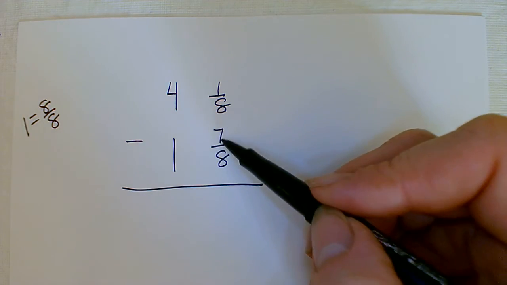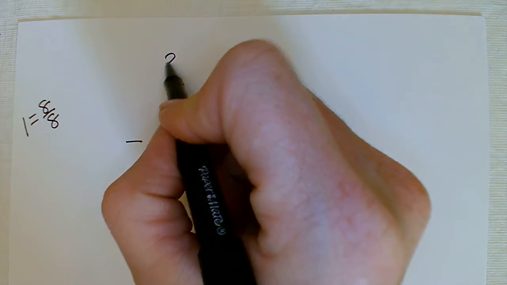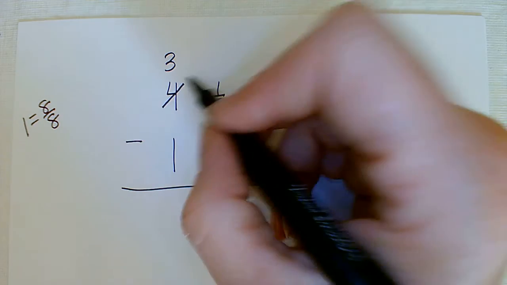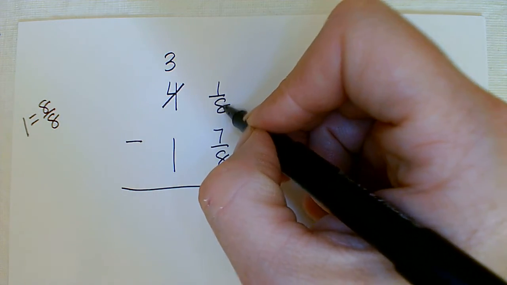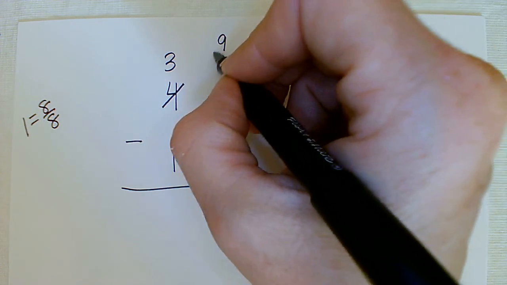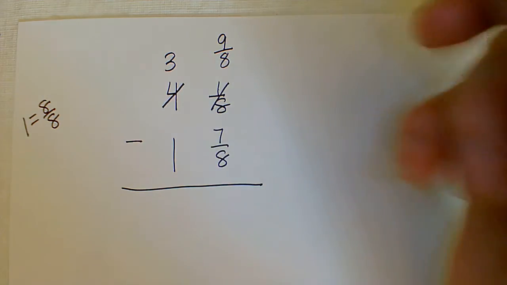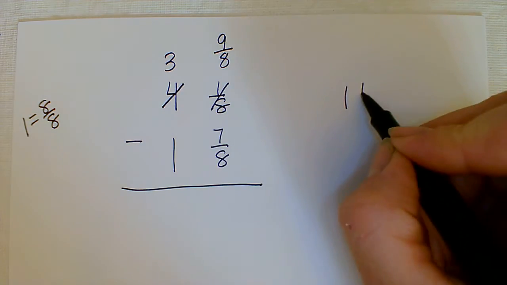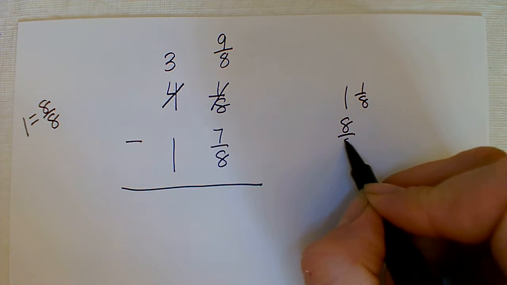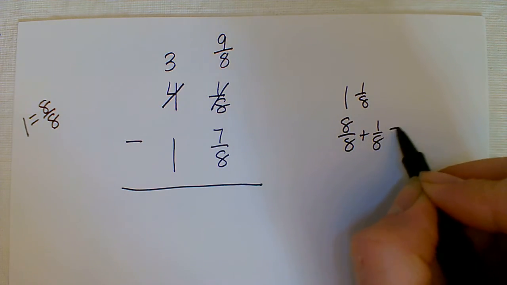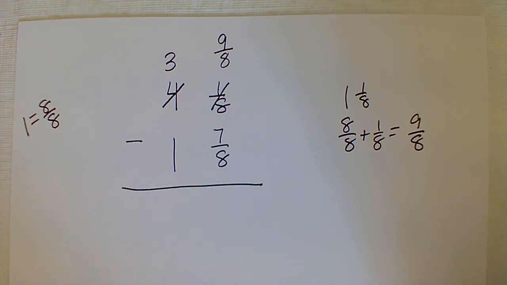So I cannot subtract 7/8 from 1/8. It's not going to work. So I'm going to make that 4 a 3 and send 1 over. And when I decompose and when I send 1 over, remember our shortcut? 8 plus 1 is 9, and I keep that denominator. That's the shortcut. Let's show why. When we send 1 over, we have 1 and an 8th. Another way to write that is 8/8 plus 1/8, which is 9/8. So we get the same number regardless of which way we do it.